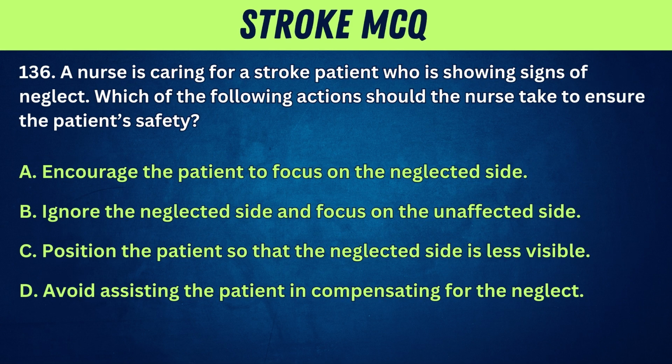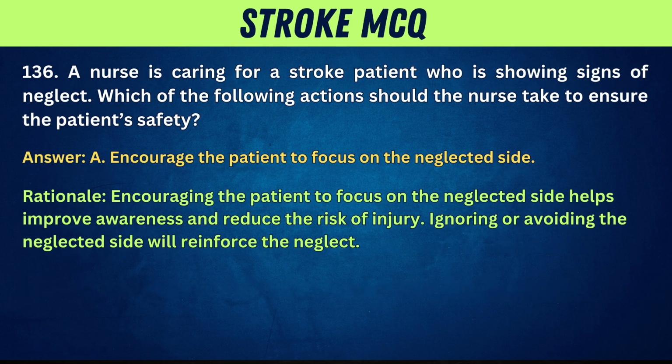136. A nurse is caring for a stroke patient who is showing signs of neglect. Which of the following actions should the nurse take to ensure the patient's safety? A. Encourage the patient to focus on the neglected side. B. Ignore the neglected side and focus on the unaffected side. C. Position the patient so that the neglected side is less visible. D. Avoid assisting the patient in compensating for the neglect.